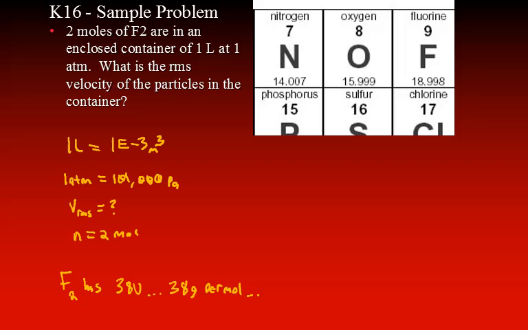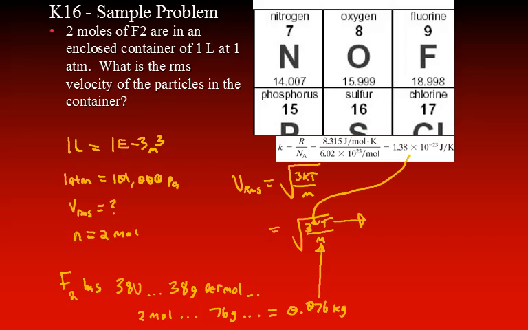So if we know F2, fluorine gas, has 38 U per molecule, we have 38 grams in a mole of that. We have 2 moles of it, so 76 grams, which you can get into kilograms. Place it into our root mean squared equals square root of 3kT over m. In this case, we have the mass, but we don't know the temperature, so we have to figure out temperature.